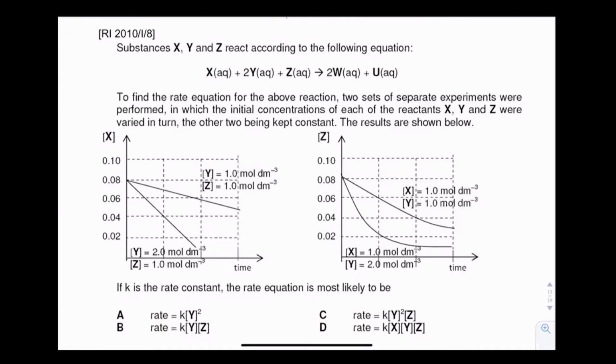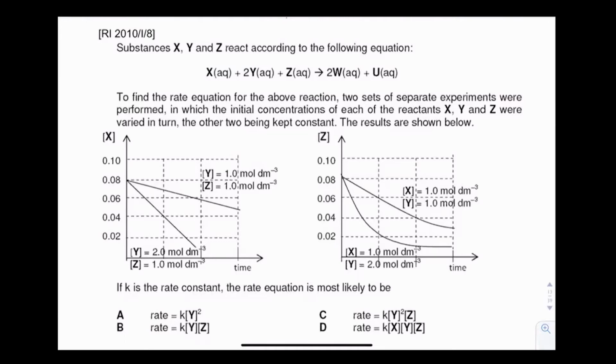So this is a combination type question whereby you can derive the order of reaction using two different methods. Number one, by looking at the shape of the graph, and number two, by comparing the half-life of the reactants. So let's take a look at the question.